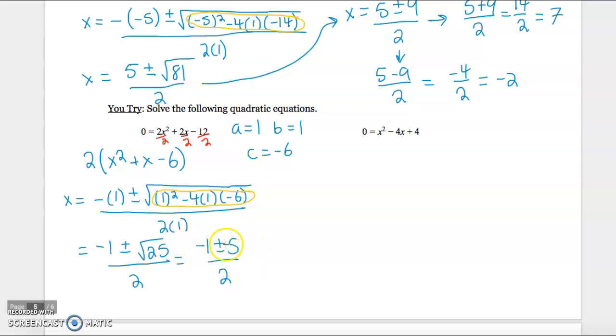And so now I just have a number plus or minus a number all over another number, so I can go ahead and split up into my addition and subtraction separately. So negative 1 plus 5 over 2, negative 1 minus 5 over 2. Negative 1 plus 5 is 4 over 2. Negative 1 minus 5 is negative 6 over 2. So my answer is 2, and negative 3 would be my factors for that one.